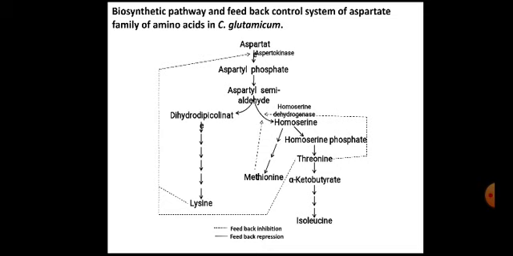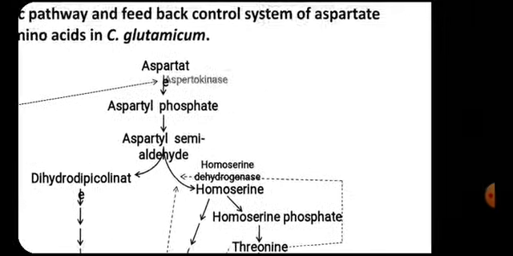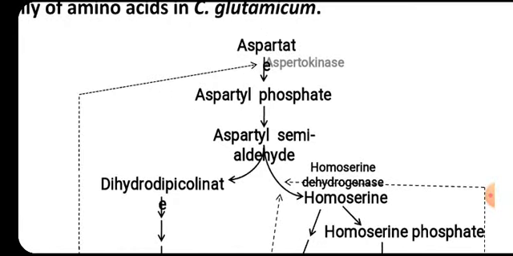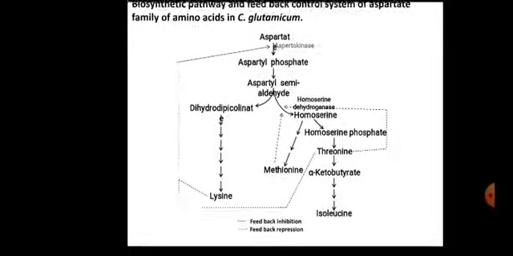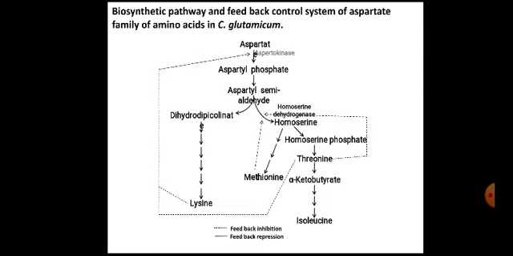You can see that aspartate is converted to aspartyl phosphate by the enzyme aspartokinase. Aspartokinase is a key enzyme. We can see that aspartokinase is inhibited by concerted feedback control with lysine and threonine. So lysine and threonine are feedback inhibitors, or feedback repressors, of the aspartokinase enzyme.